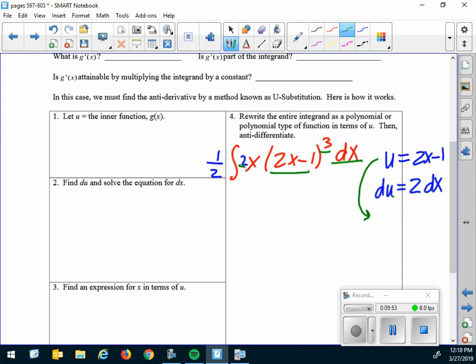How would we rewrite that as x equals? That's easy. Not 2u. U plus 1, all divided by 2. I have to add 1 to both sides and then divide by 2. That's what I'm going to replace that x with.